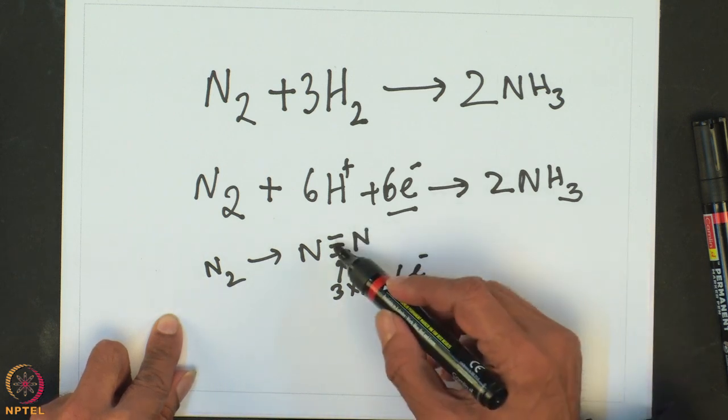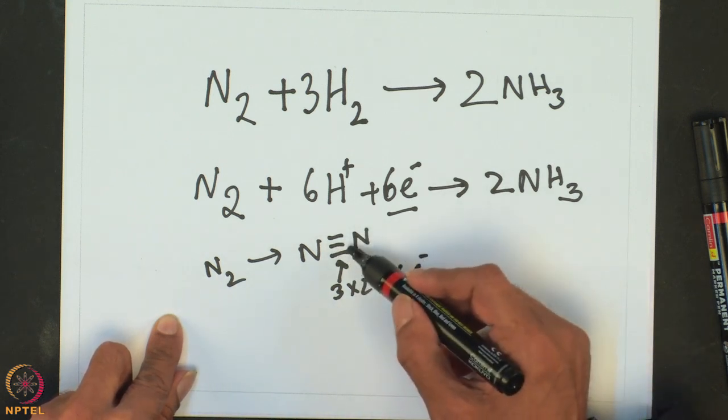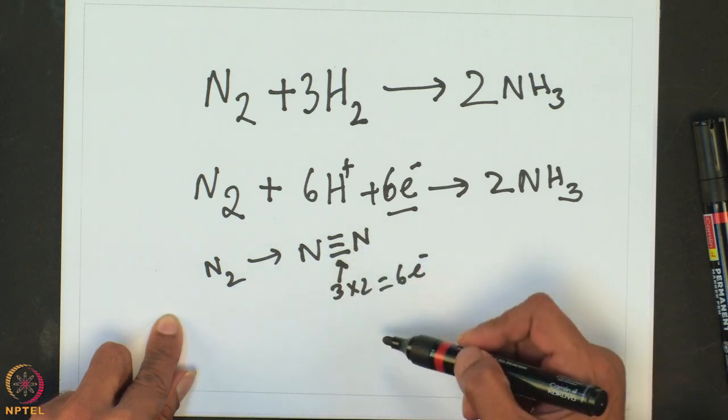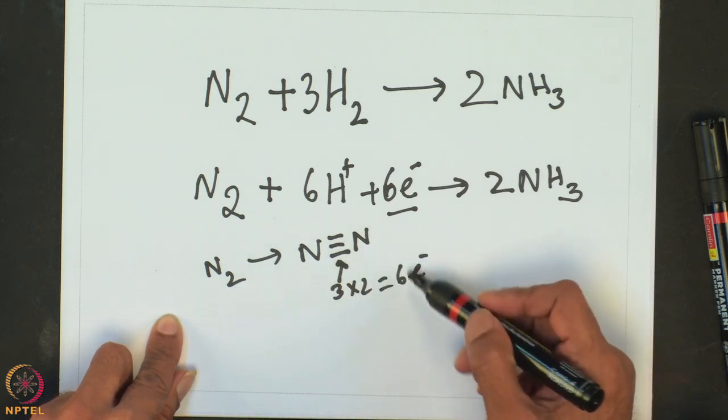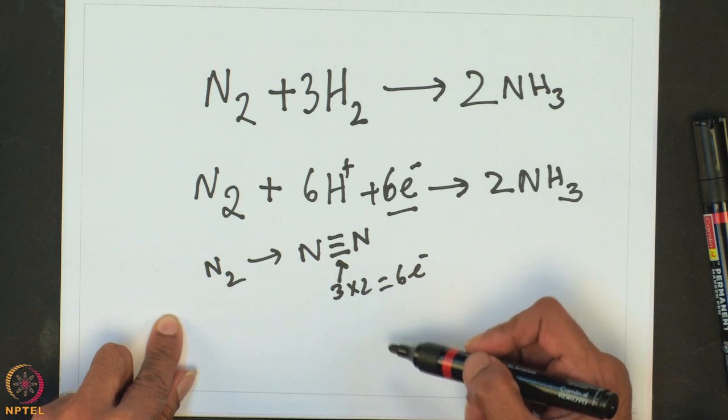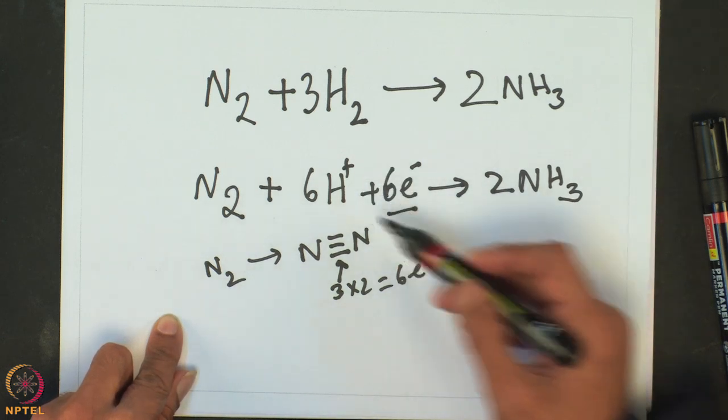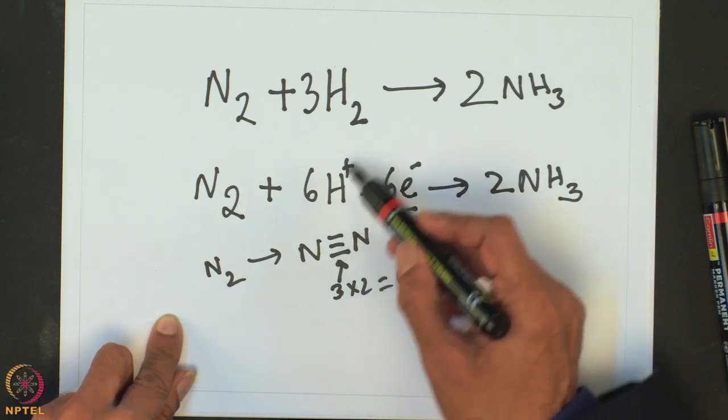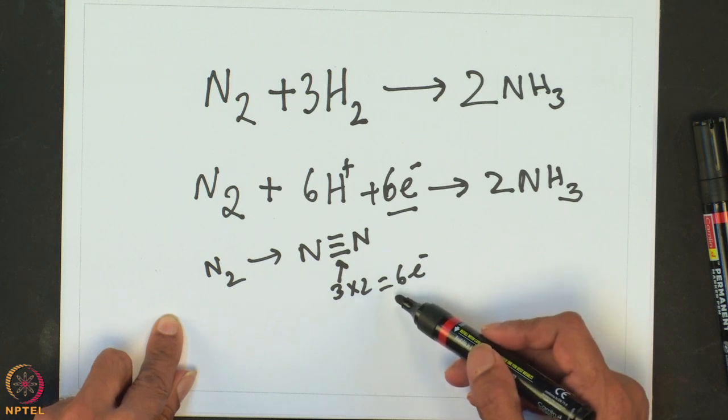If you put 2 electrons, 1 bond is reduced. If you put 4 electrons, 2 bonds are reduced. If you put 6 electrons, 3 bonds are reduced. So that is how it is. The enzyme does it by electrons and protons, and does not give the hydrogen directly.